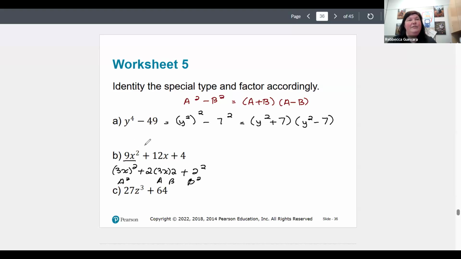So write this one down again. If you have something that looks like a squared plus 2ab plus b squared, that was just a plus b squared. My a's are going to be 3x, my b's are going to be 2. Well, this is just 3x plus 2 squared.